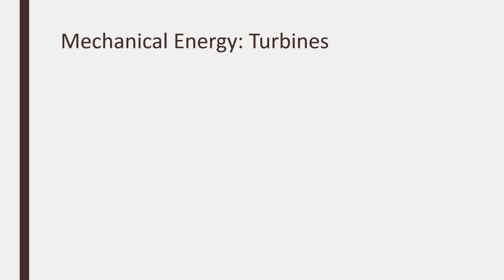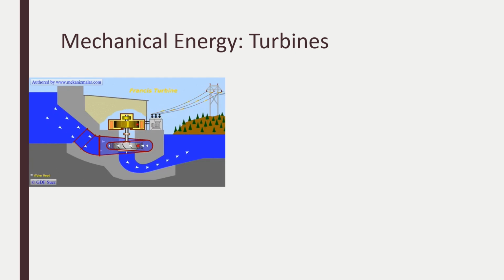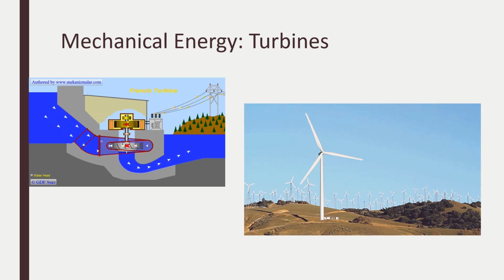For example, the water is causing the turbine to move in order to create electricity. The water's movement is considered mechanical energy being used in order to produce electricity. We also have the example of the wind turbine. This wind turbine uses the movement of the wind in order to create electricity. This wind turbine uses mechanical energy in order to produce electricity.